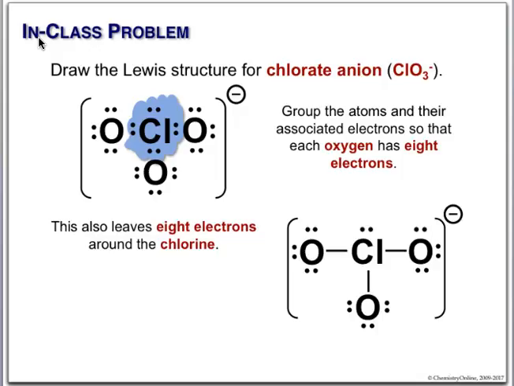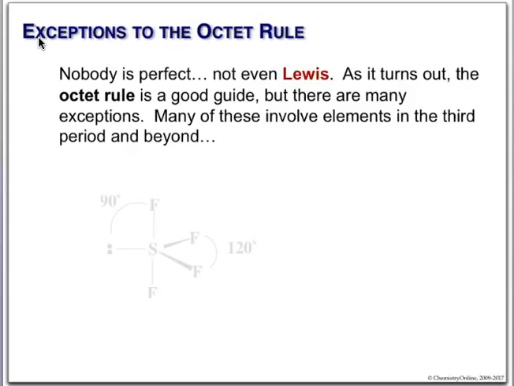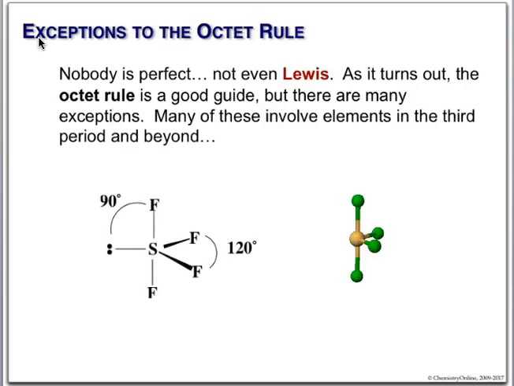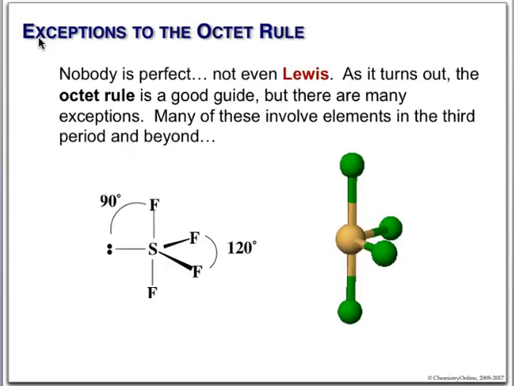Now, chlorate here follows the octet rule very nicely. Everybody winds up with 8 electrons. Everybody has a happy face on. However, there are exceptions to the octet rule. We're just going to look at these so that you don't think that Lewis is always right. There are compounds where you don't have 8, sometimes more, sometimes less, and we're going to see quickly how we get to it.